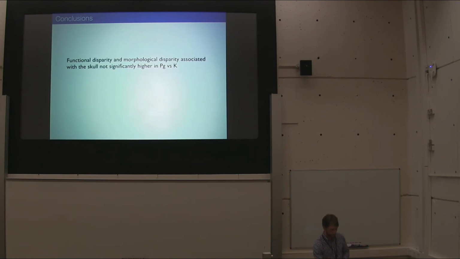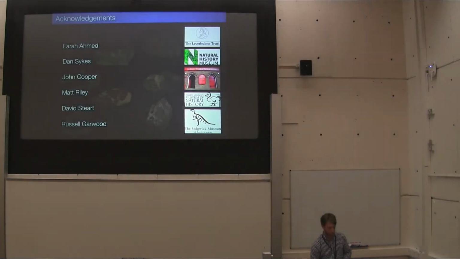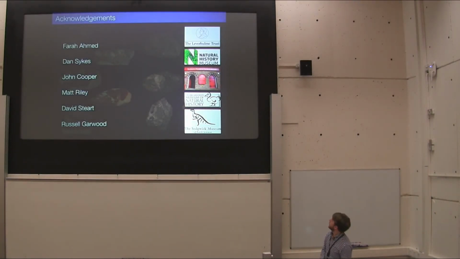And secondly, just very quickly, it looks like there are all sorts of interesting correlations between gross morphology and a range of different functional measures, which actually bodes quite well for studies of morphological disparity, reflecting this ecological diversity.